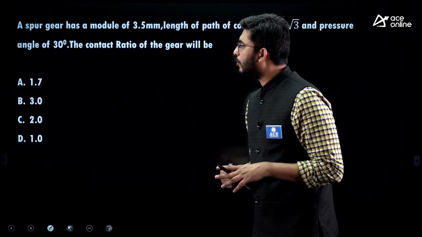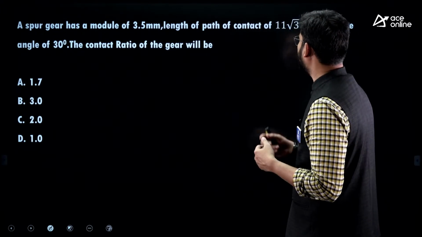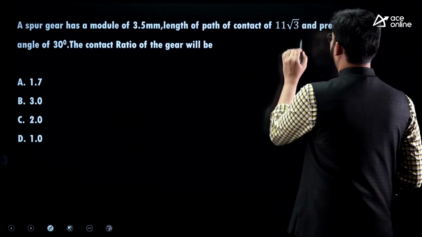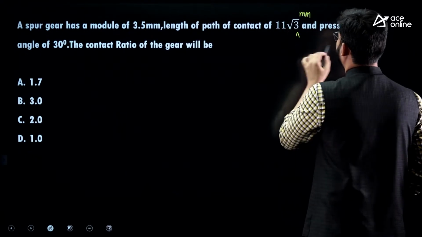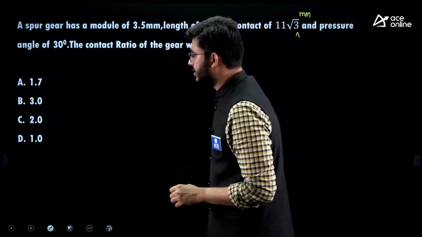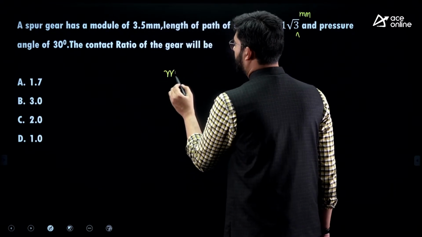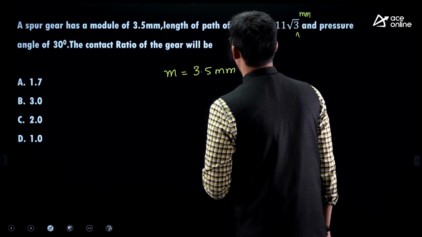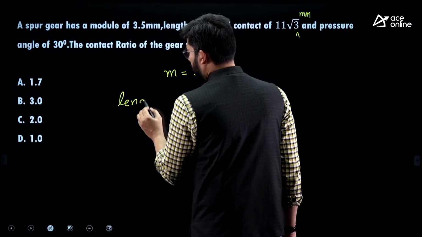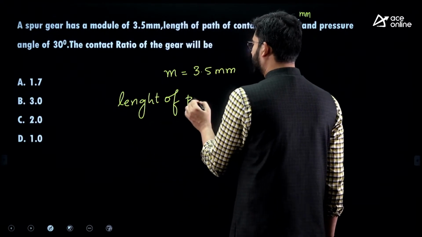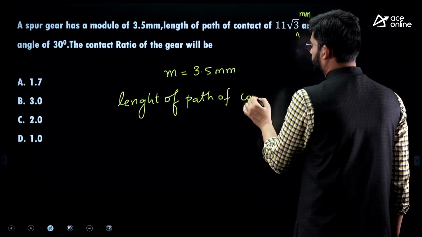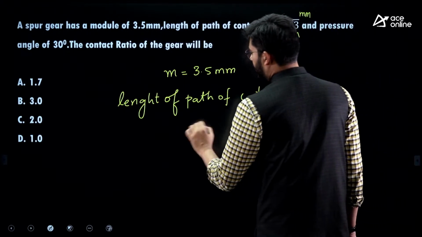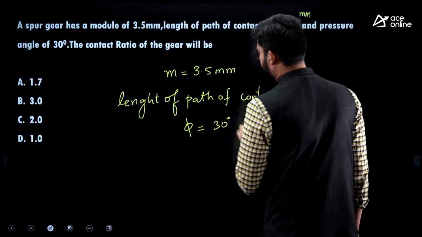The spur gear has a module of 3.5 mm and length of path of contact is equal to 11 root 3 mm. Pressure angle is 30 degrees. So module is equal to 3.5 mm and length of path of contact is equal to 11 root 3. Pressure angle, that is phi, is equal to 30 degrees.